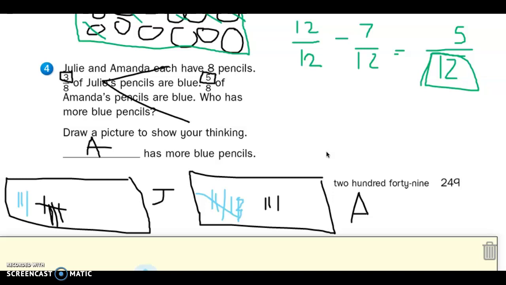Now I'm going to need you to go on to Math Boxes, page 250. Keep up the amazing work.